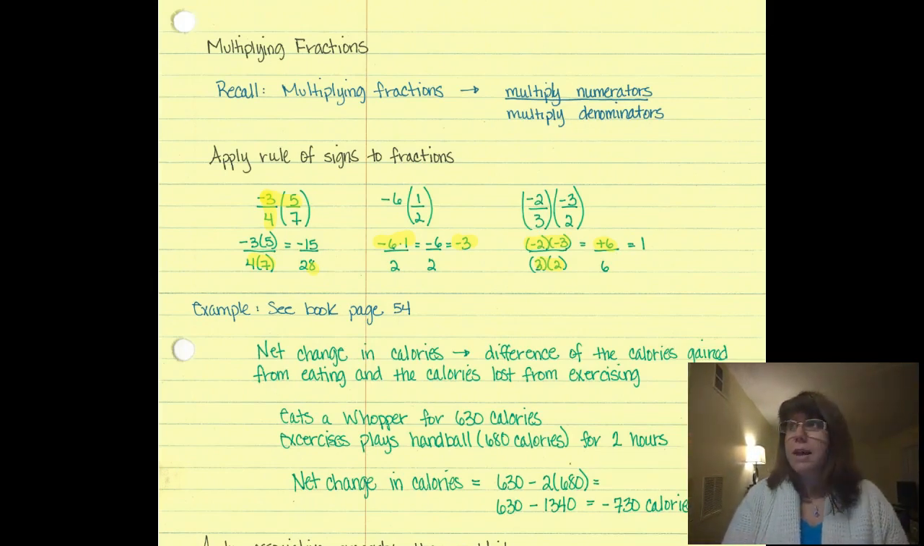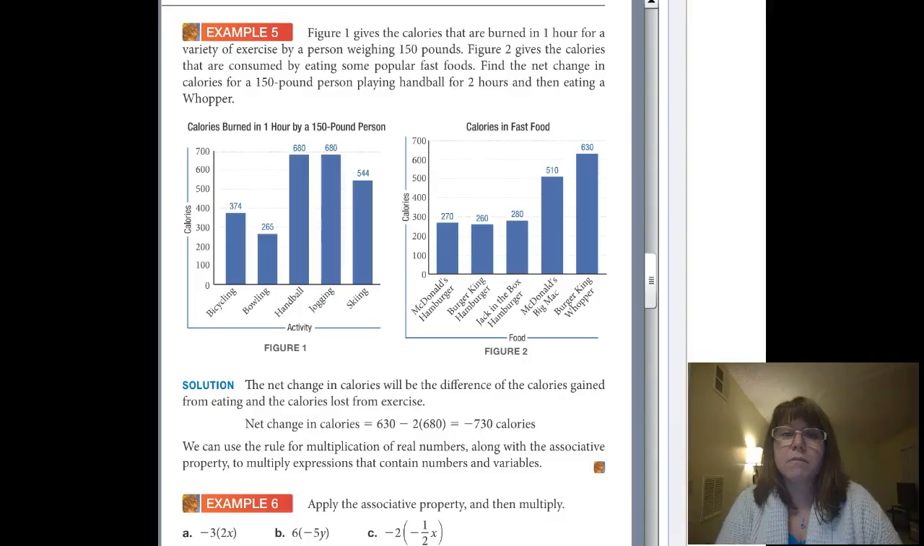So I have a cool example here of how you would use negative numbers in the real world. So let me just switch over to our text. There are a couple of graphs here. One is a graph of how many calories you burn depending on what activity you do. And then the other one is if you eat something, whatever food it is, how many calories are in that food. So how would we use negative numbers in this case?